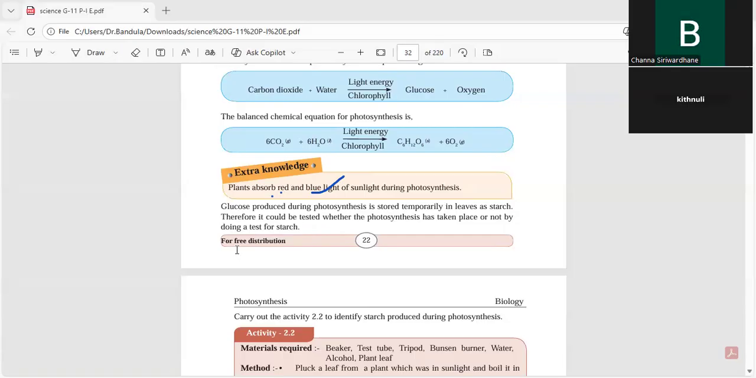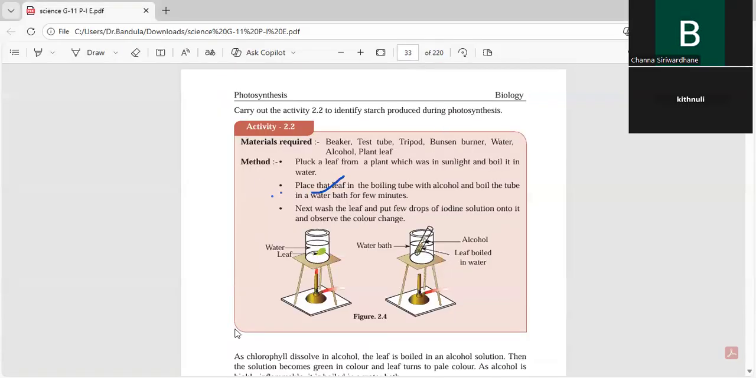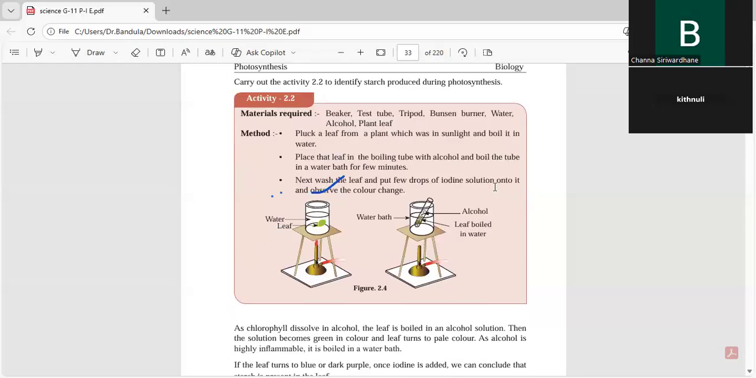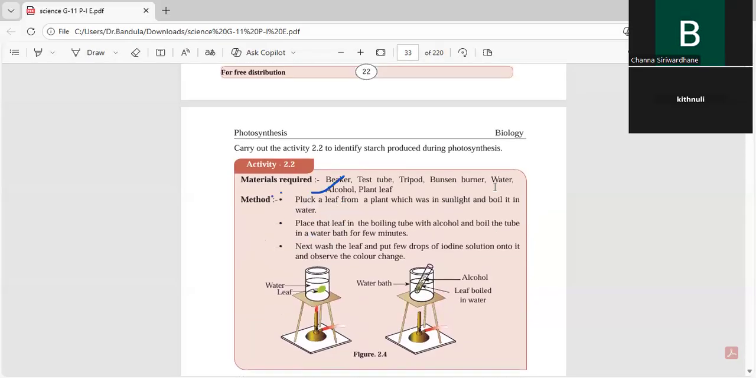Okay, sir. Right. Here, this test you have done this in the grade 8, I think.